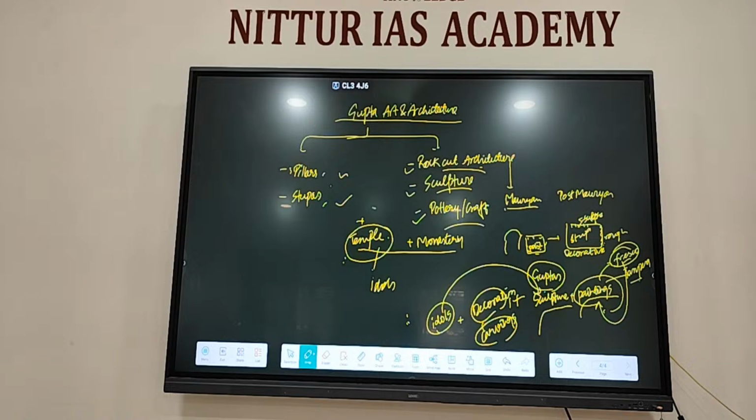Clear? Any doubt regarding this one? So what changes are happening in the caves of Gupta's period? You will see the coming of sculptures, the coming of paintings, more decoration, more carvings being done, and idols and deities being seen on the caves.